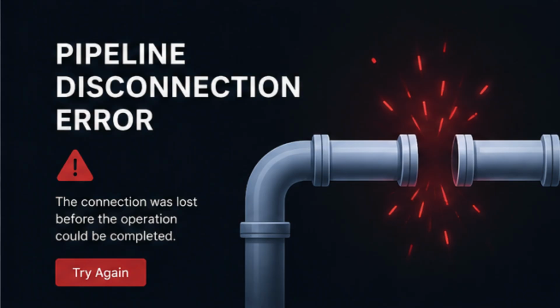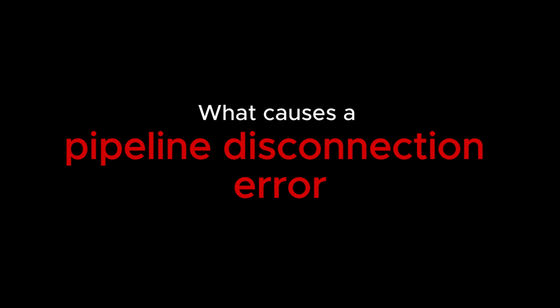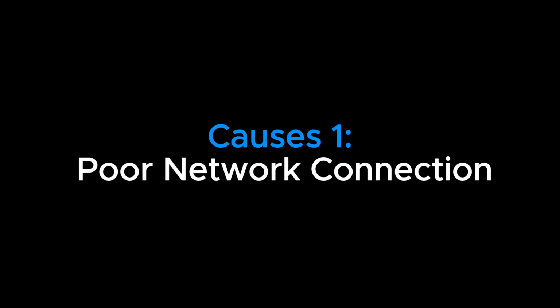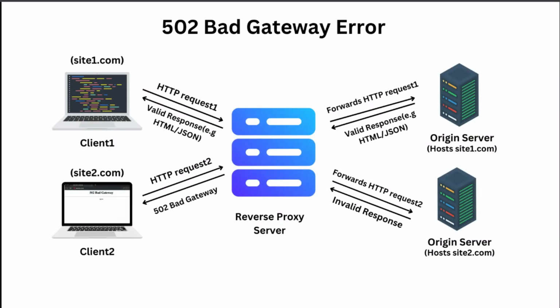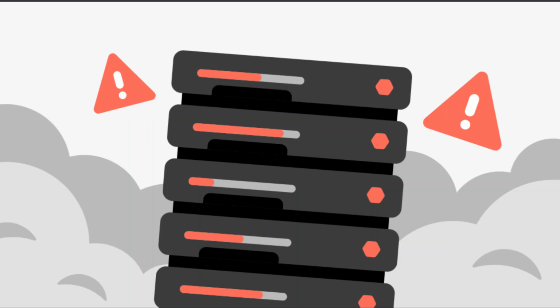So let's go into the next question, which is what causes a pipeline disconnection error. Now let's look at the most common causes. Number one is poor network connection. Sometimes the request never reaches the server because the internet connection is unstable. So if you have an unstable internet connection, the chances of a pipeline disconnection error occurring are high, right? Let's say the server loses connection before sending the response. A pipeline disconnection error will occur, or even a short interruption can break the pipeline.